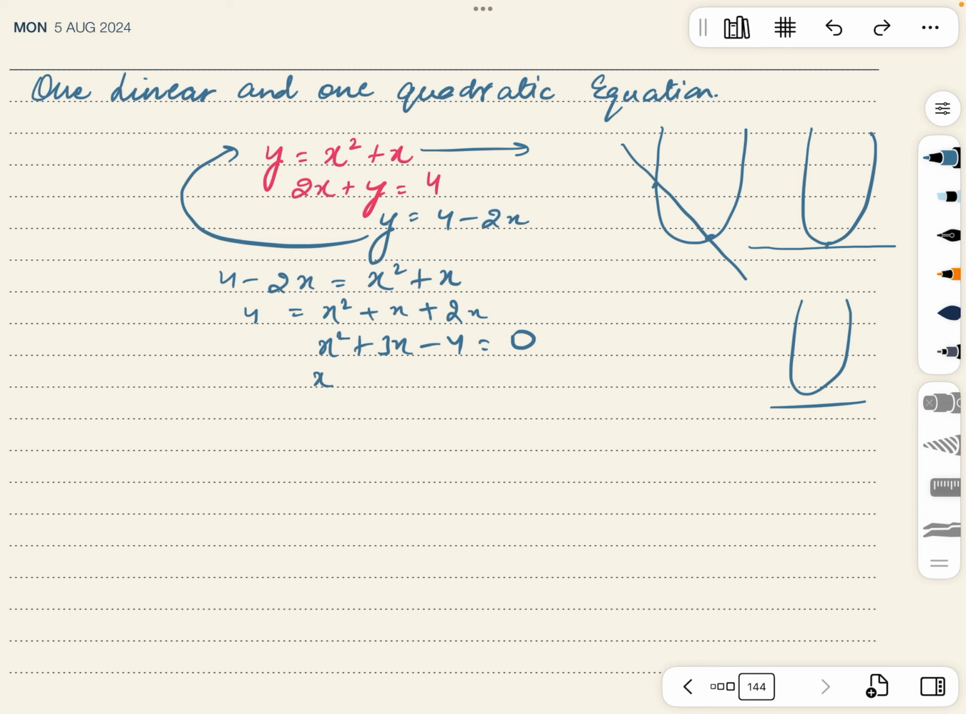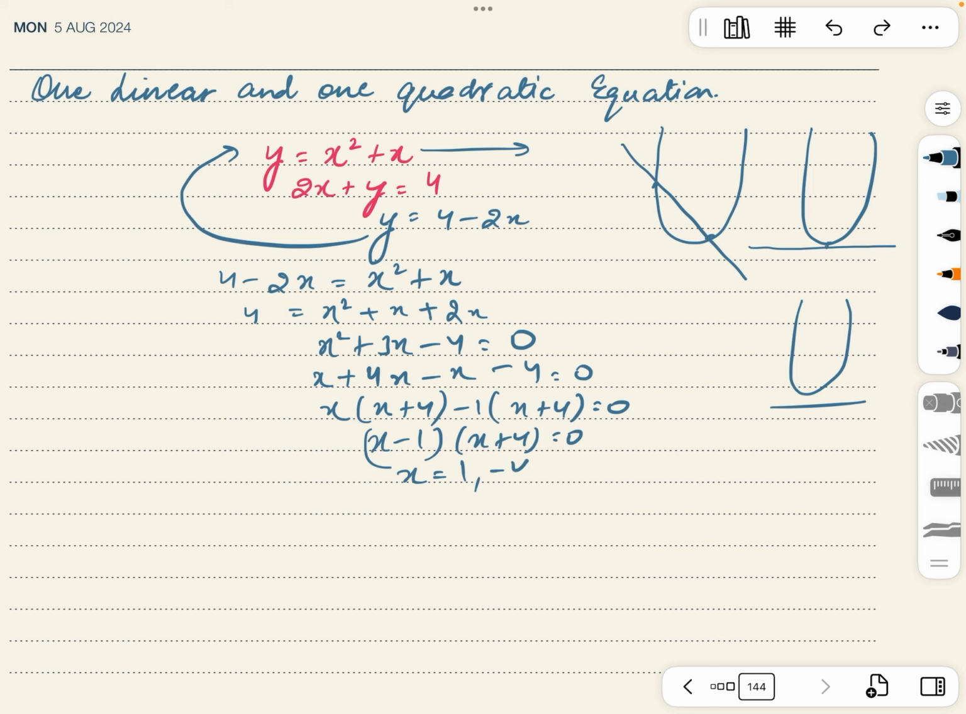So x square plus 4x minus x minus 4 is equal to 0. x times x plus 4 minus 1 times x plus 4 is equal to 0. x minus 1 times x plus 4 is equal to 0. Apply null factor law. You will get the two values of x, 1 comma minus 4.